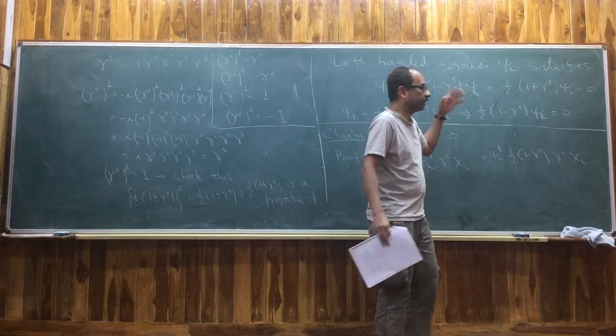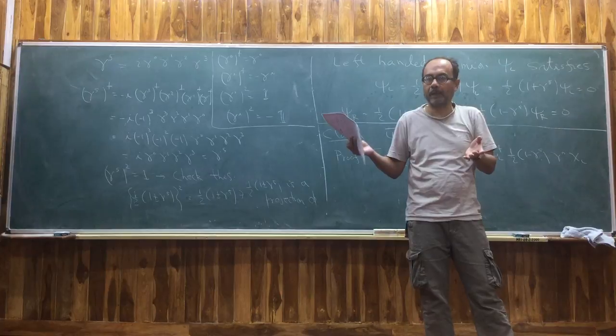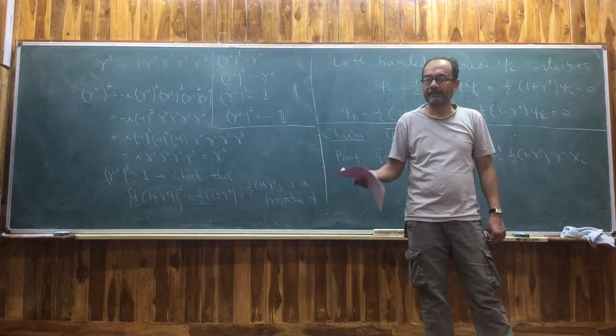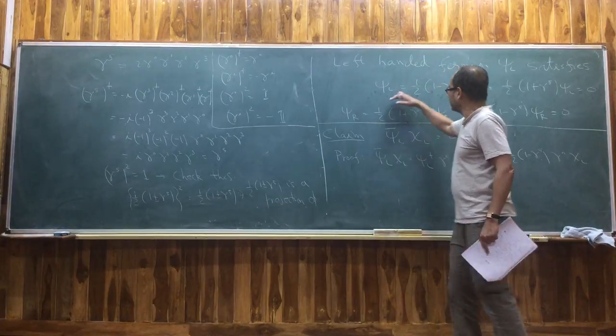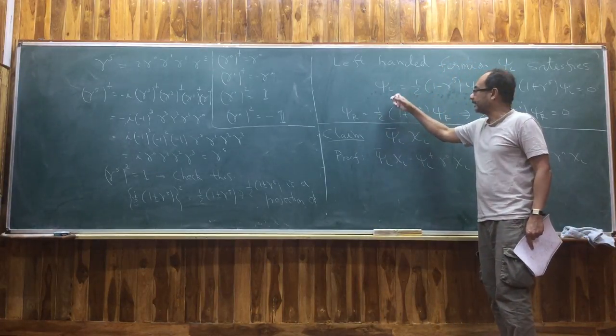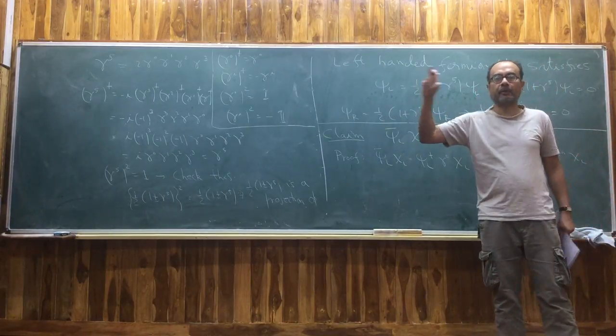Let's see, gamma 0, gamma 1, gamma 2, gamma 3, they are all 4 by 4 matrices, right? Gamma 5 is a 4 by 4 matrix. Psi, so this equation will make sense only if you think of psi as a 4 dimensional column vector, right? The only thing is that once you have imposed this equation, two of the components have gotten related to the other.